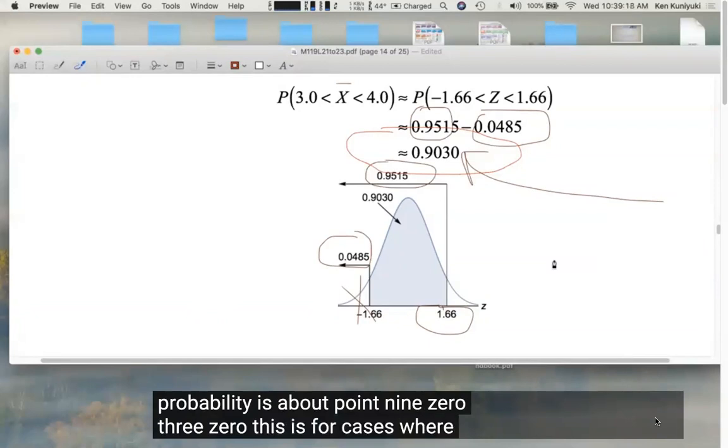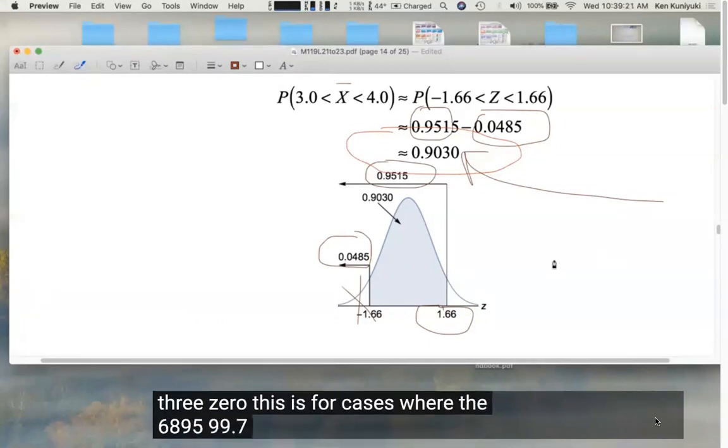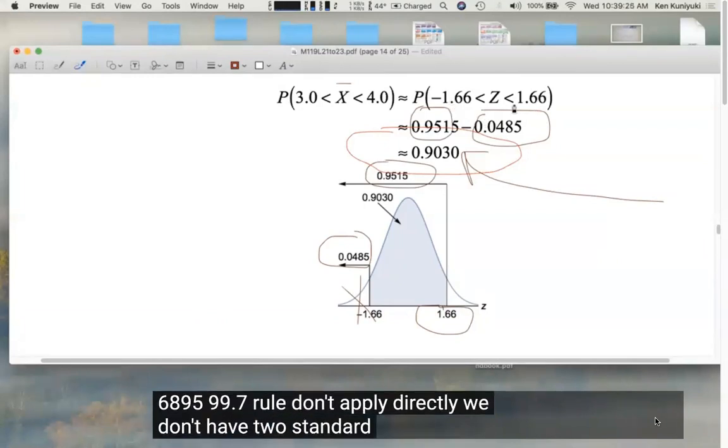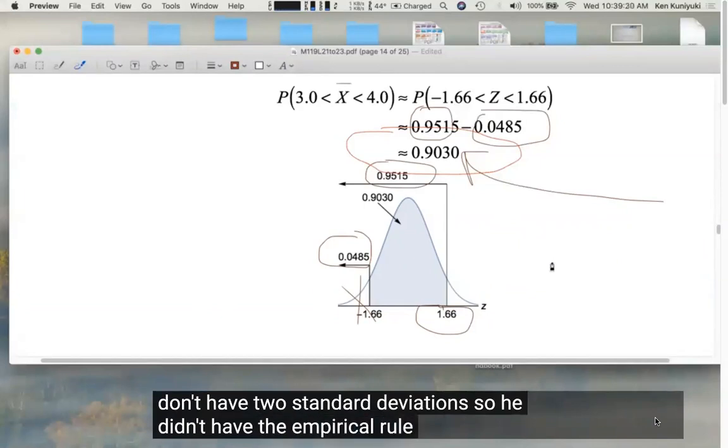And this is for cases where the 68, 95, 99.7 rule doesn't apply directly. We don't have 2 standard deviations here. We have 1.66 standard deviations, so we didn't have the empirical rule useful for that.